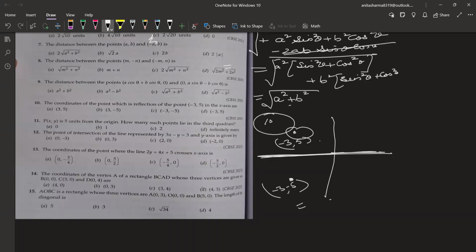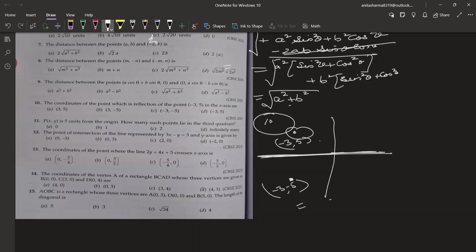Yes, beta? Ma'am, can it be infinitely many? Yes, infinitely many, because there will be so many coordinates, na? Ma'am, it should be only 5 points which are 5 units away from the origin and that too lie in the third quadrant. So there will be infinitely many points, right? Yes. Okay, now proceed to question number 12, children.